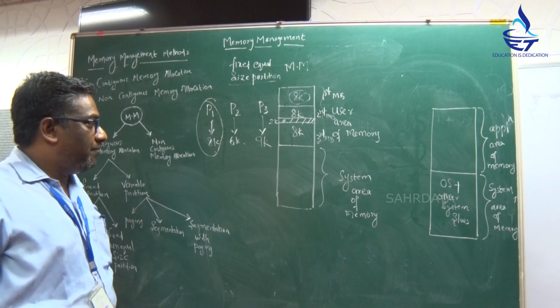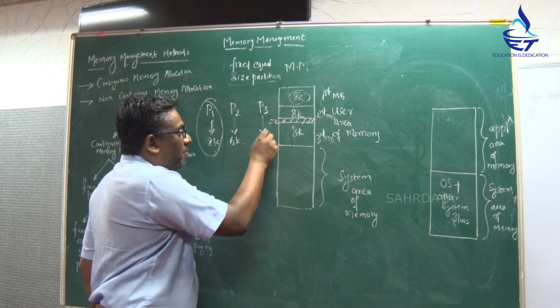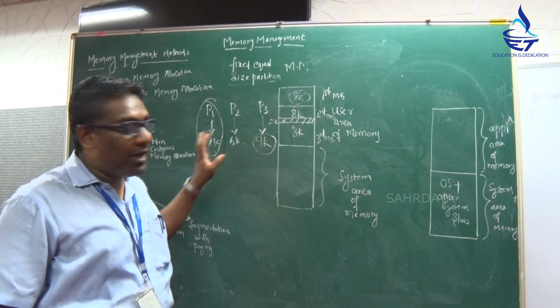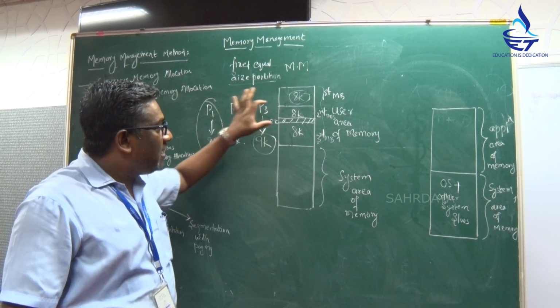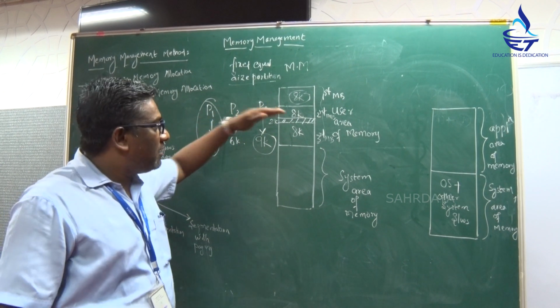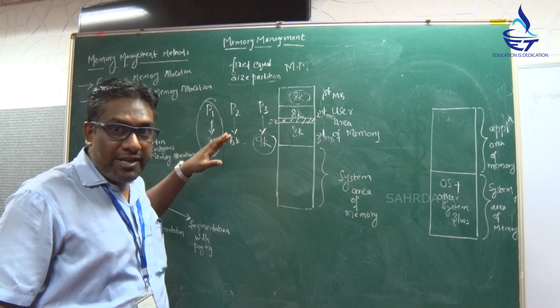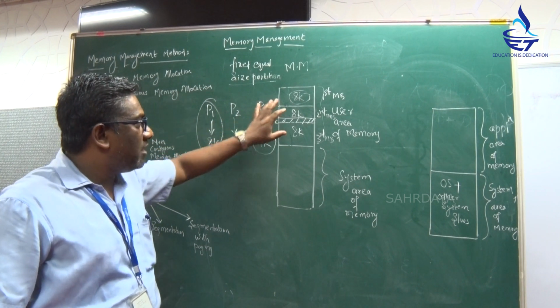Then come to P3. What is the size of P3? That is 9K. And what is the size of the third block? 8K. So we cannot place a 9K program in an 8K block. So the entire memory is unused even if processes are waiting in the job queue. Now we'll discuss the disadvantages.